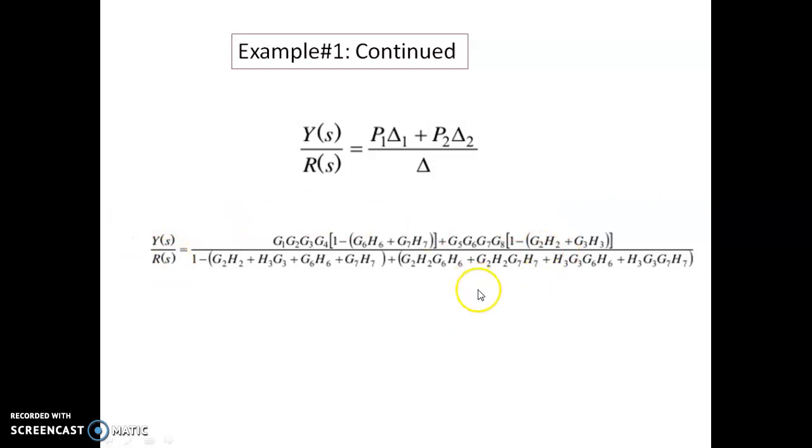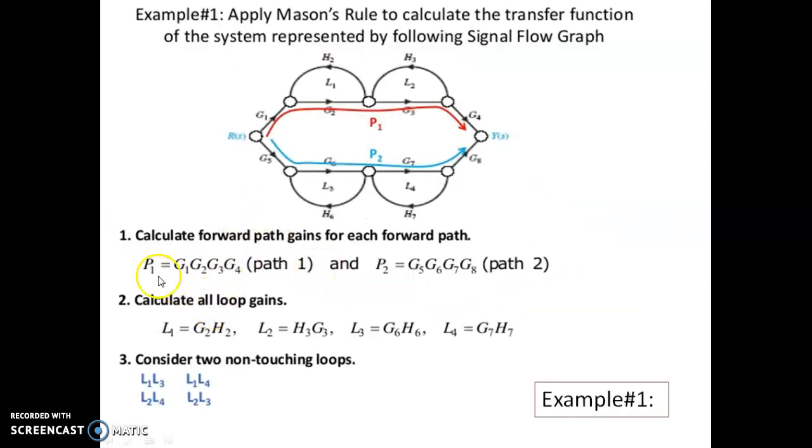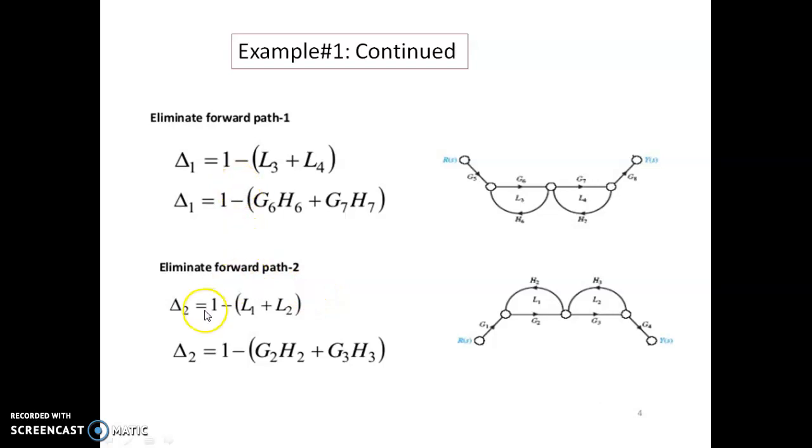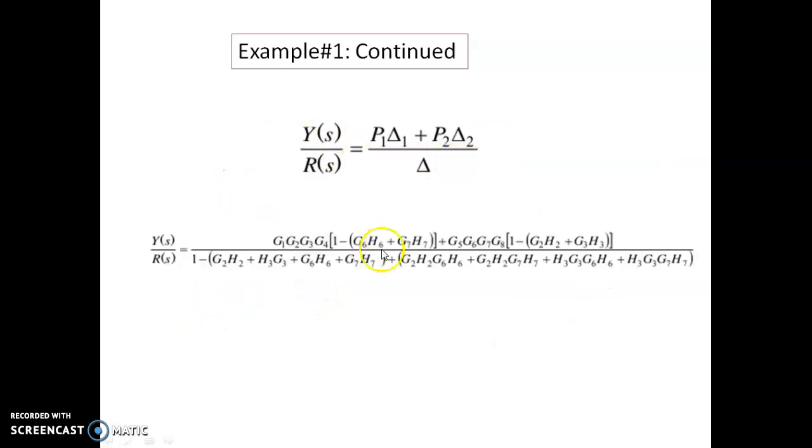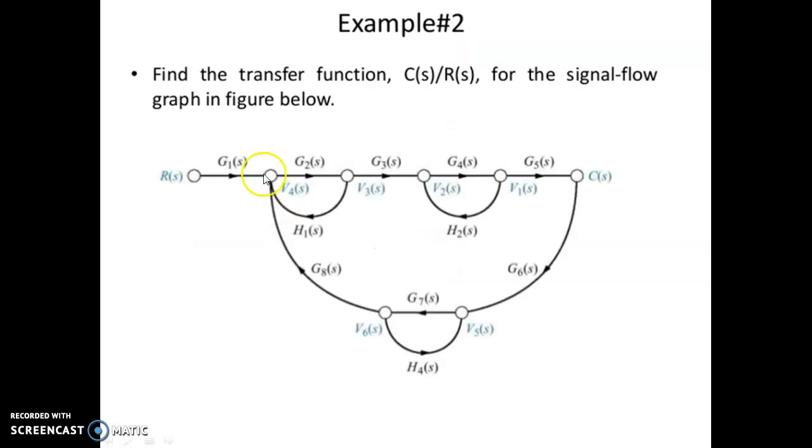So put all the values. You know what is P1, what is delta 1, what is delta 2, what is P2. So put all the values, that will be your transfer function. So we'll solve another problem.